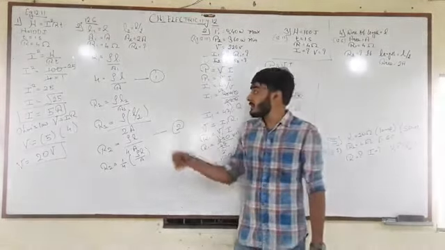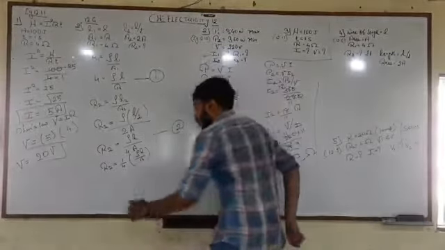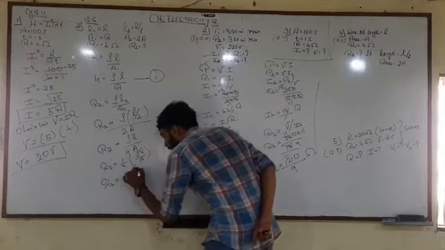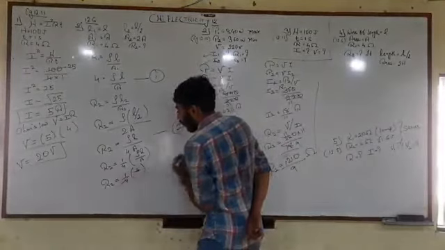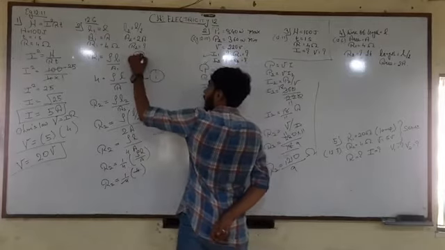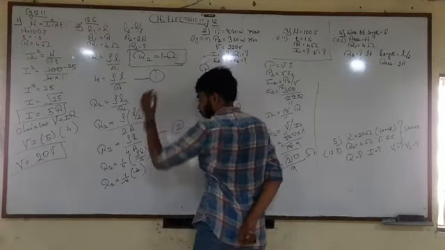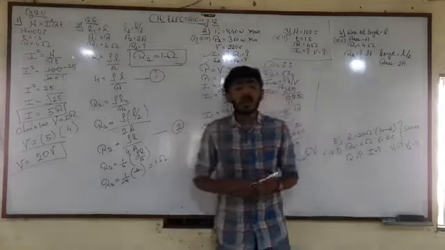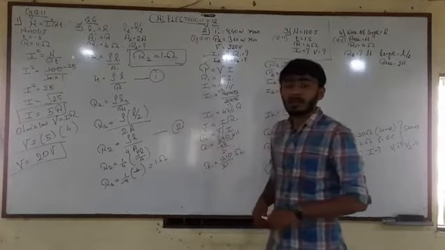I hope you are clear with this. Instead of writing rho L upon A, I will write the value from equation 1. I will keep the 1 upon 4 as it is, but instead of rho L upon A, I will write 4. And so what happens? 4 gets cancelled out. And thus the resistance will be R2 is equal to 1 ohm. I hope you are clear with these things.